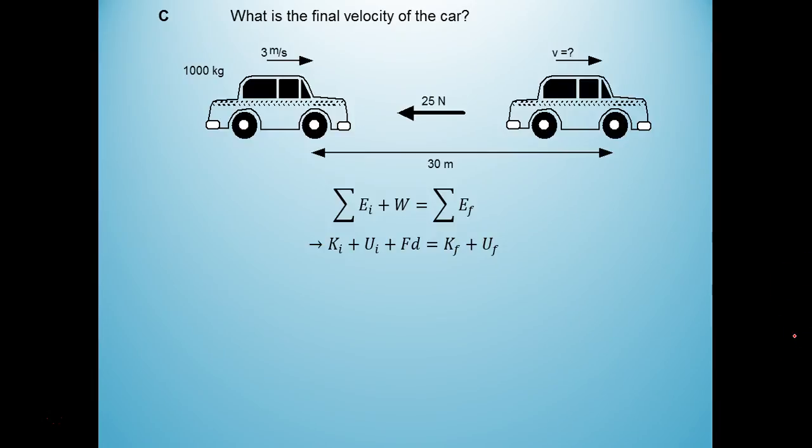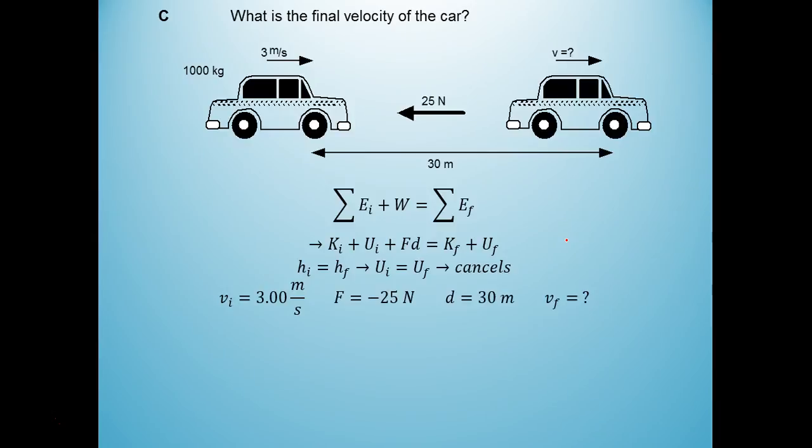And since there obviously aren't any springs, I didn't bother adding any extra subscripts to my potential energy, because in truth it's zero anyway, because there isn't even any gravitational potential energy change here. It stays at the same height. So we make note of that and realize that this equation up here just becomes kinetic initial plus force times distance equals kinetic energy final.